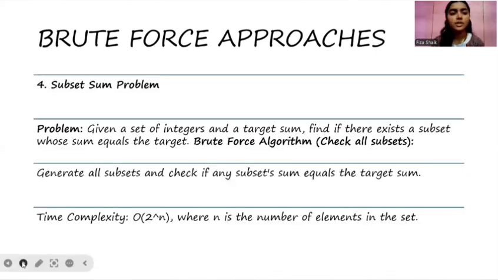The fourth one is subset sum problem. The problem is, given a set of integers and a target sum, find if there exists a subset whose sum equals the target. Brute force algorithm check all subsets. Solution is to generate all subsets and check if any subset sum equals the target sum. Time complexity is given where n is the number of elements in the set.